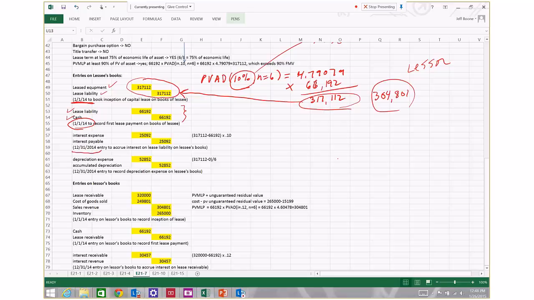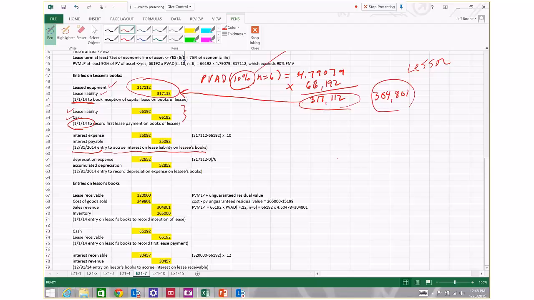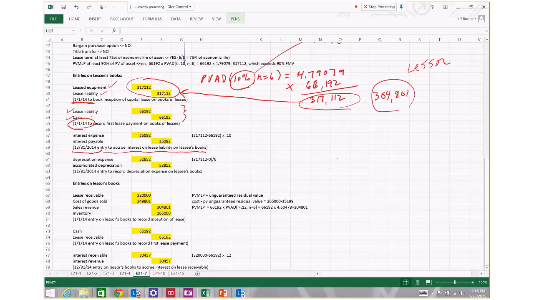So the next entry to be made in the lessee's accounting records is at December 31st, 2014, when the lessee has to accrue interest on the lease liability. So what the lessee is going to do is, let me clear out some space here and then we'll continue.